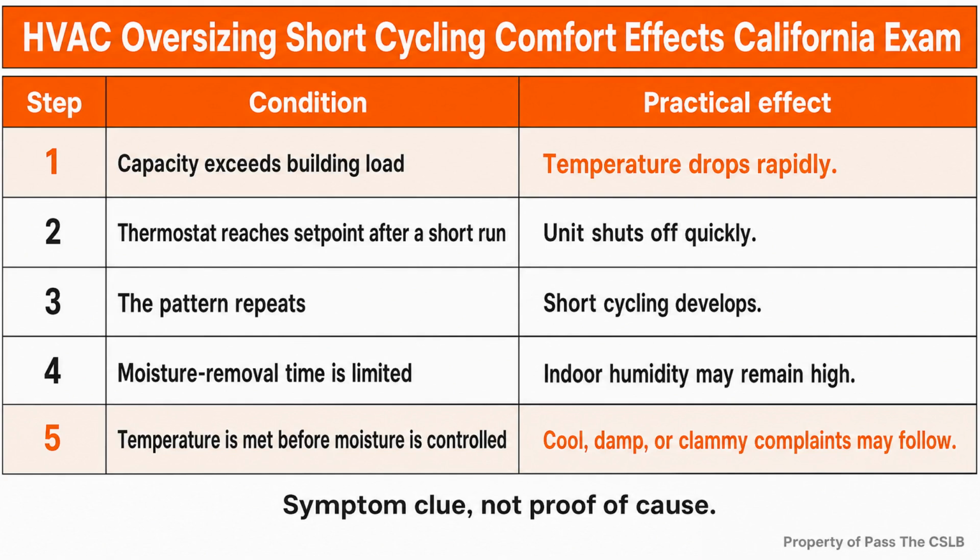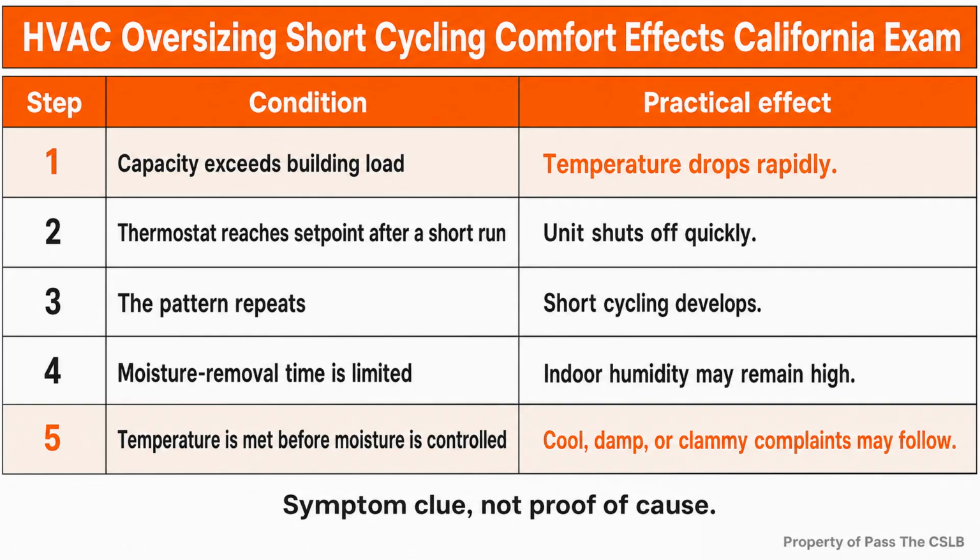The sequence is worth seeing plainly. Oversized equipment creates a rapid temperature drop. The thermostat is satisfied quickly. The unit shuts down. Moisture removal is limited. The occupant reports a cold, clammy house.